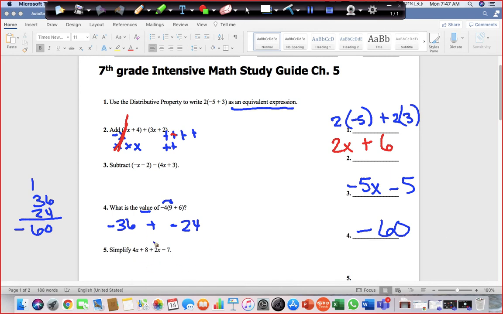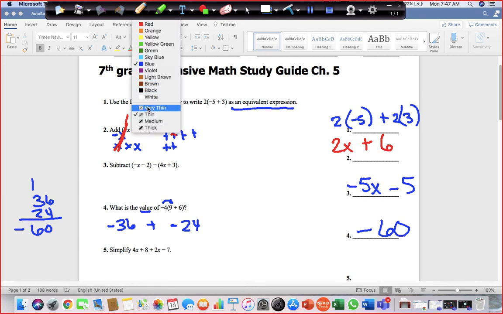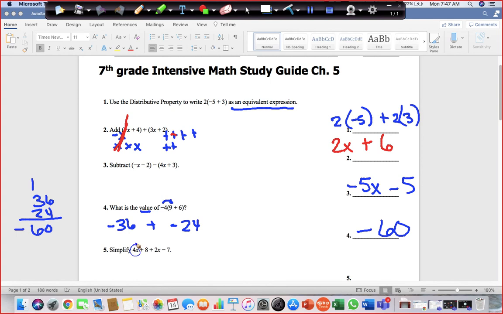Number 5, we are simplifying. We are combining like terms. So first of all, I'm going to circle the terms. And then I'm going to put together the like terms. The ones that have the same variable, we're going to put those together, and then the ones that don't. So we have 4x plus 2x, that's 6x's total, and 8 plus, oh wait, this is +8 and -7, or 8 minus 7, which is +1. So our answer should be 6x plus 1.